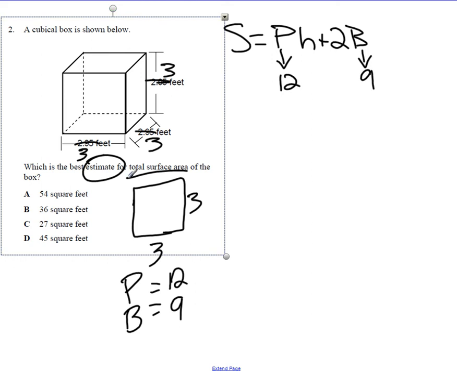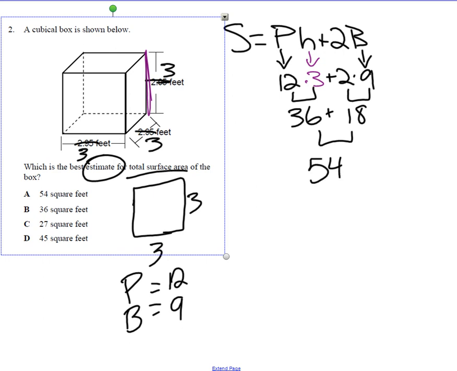Okay, the height is 3. So we have 12 times 3 plus 2 times 9. So 12 times 3 is 36. 2 times 9 is 18. And that adds up to 54. So there's your answer.